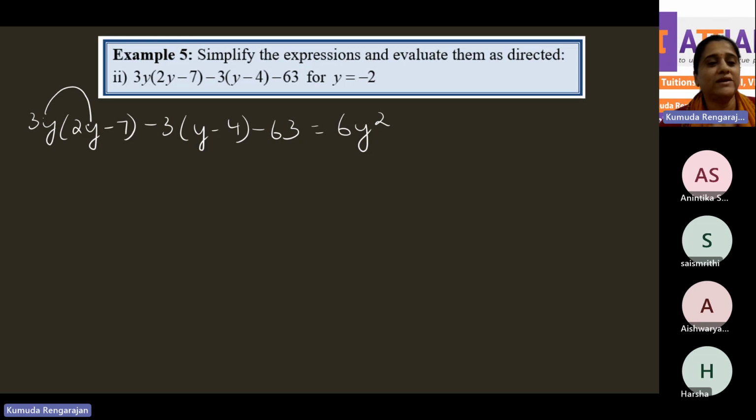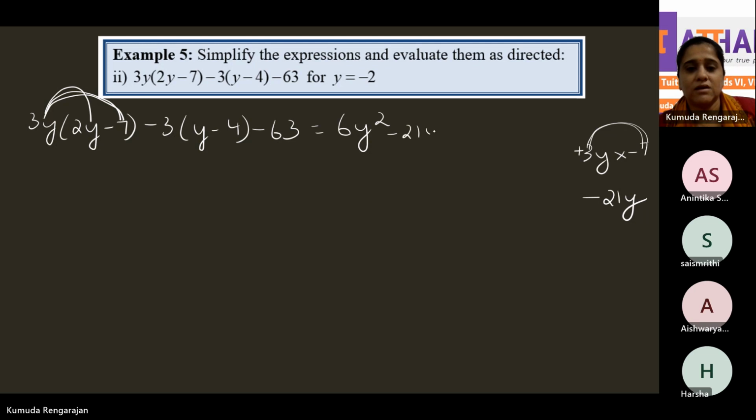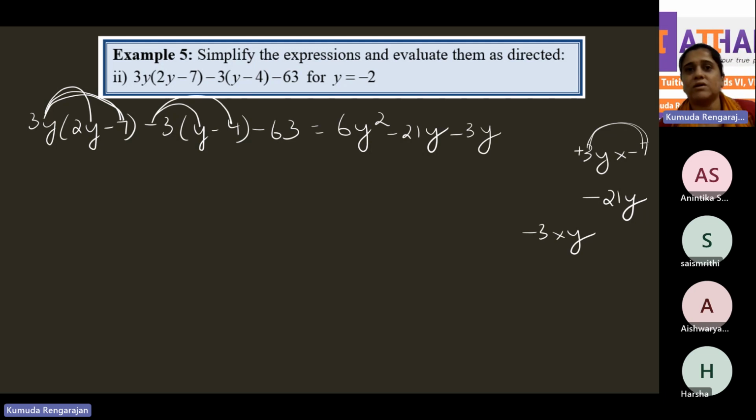Now, children, so 3y into 2y, 6y squared. Now 3y into minus 7. So what is 3y into minus 7? 3 into minus 7, plus into minus, minus 3 into 7, 21y. Minus 21y. Now we'll have to multiply minus 3 and y. Minus 3 into y is minus 3y. Now we'll have to multiply minus 3 and minus 4. Minus into minus plus, 3 into 4 is 12. And this minus 63 is outside the bracket. That will come as it is.